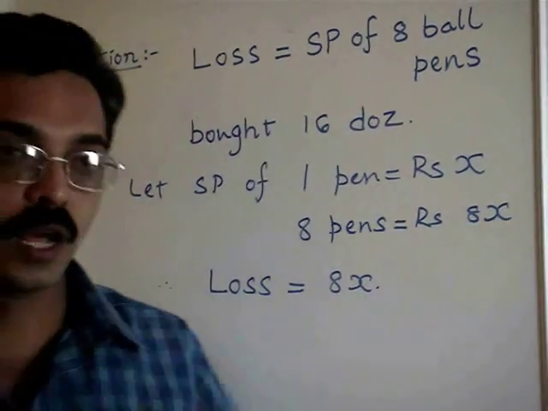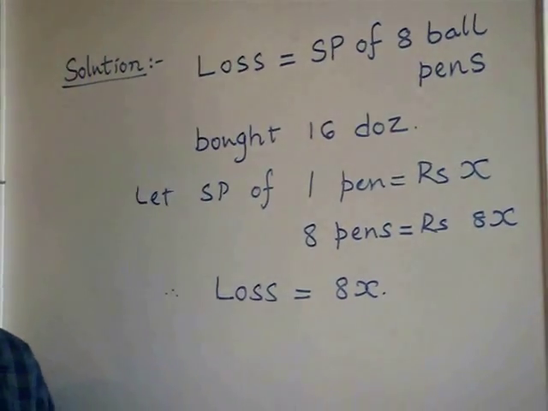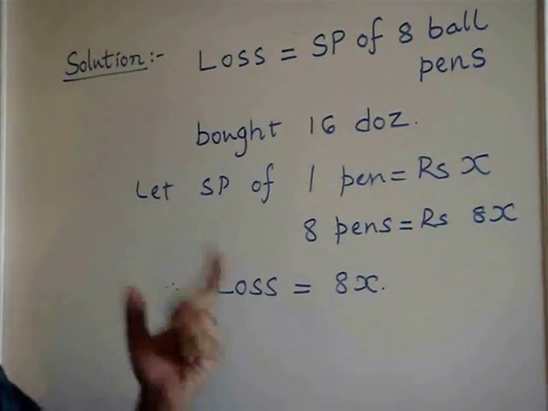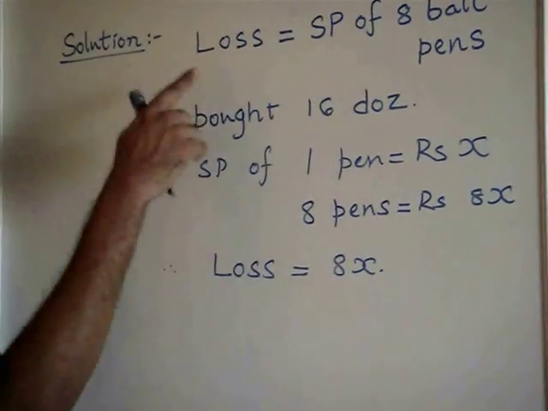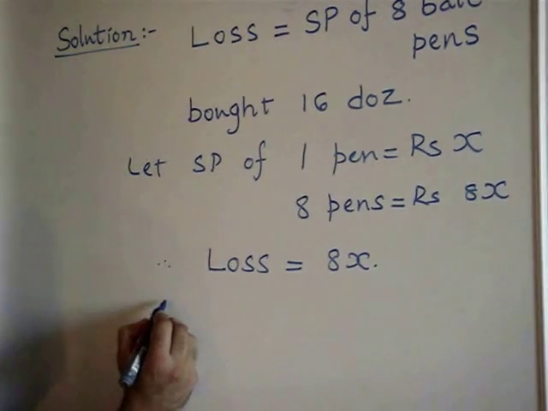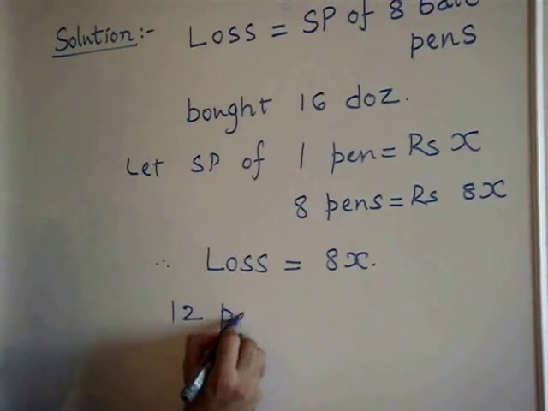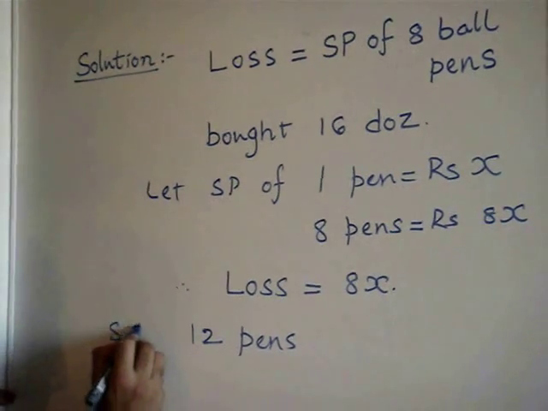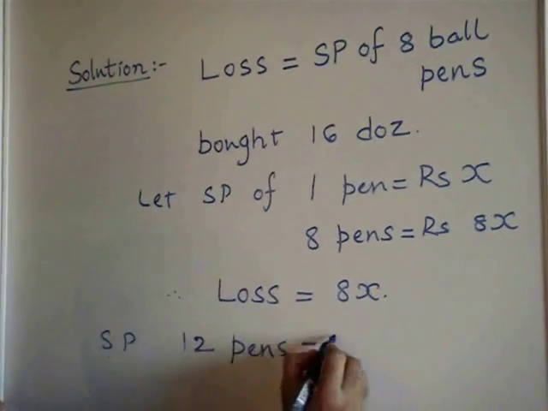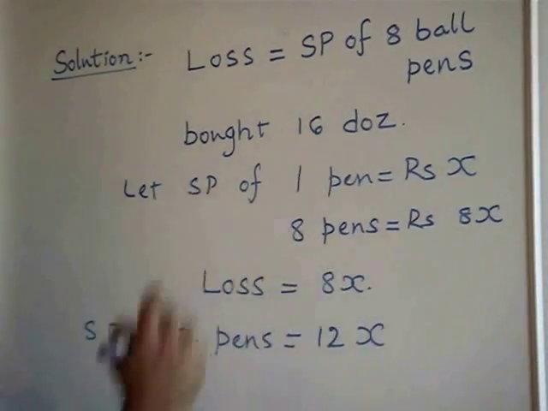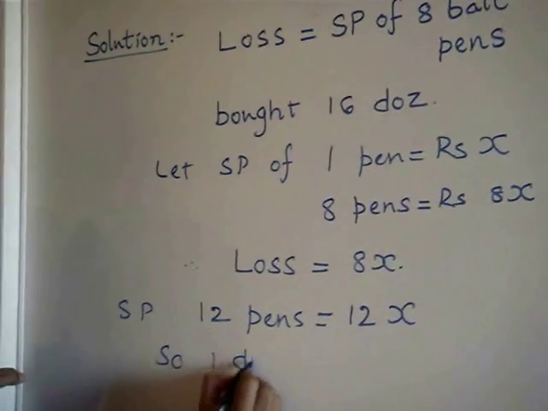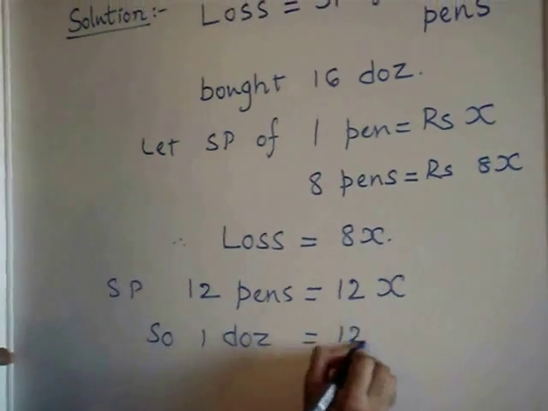Now to find out loss percent we need to have CP. To find out CP we need to find out first what is SP of 16 dozen ball pens. SP of 1 pen is equal to x rupees. Then we find out 12 pens. If 1 pen SP is equal to x rupees, then 12 pens is equal to 12x. 12 pens is nothing but 1 dozen. So 1 dozen is equal to 12x.